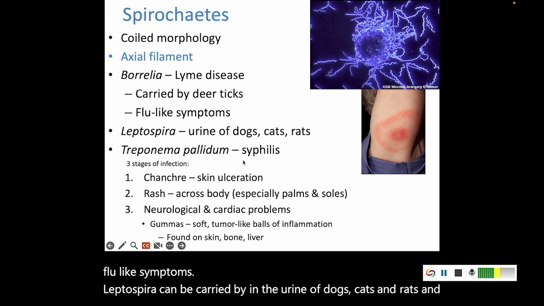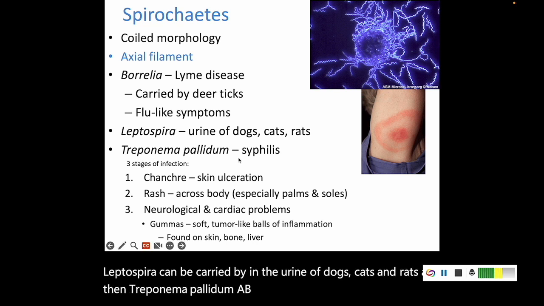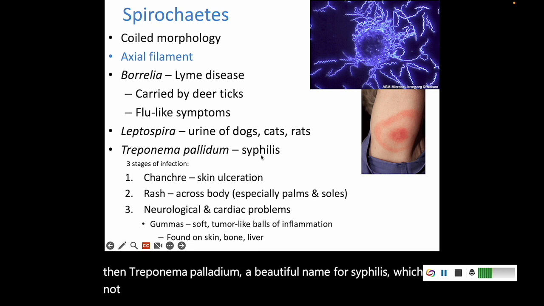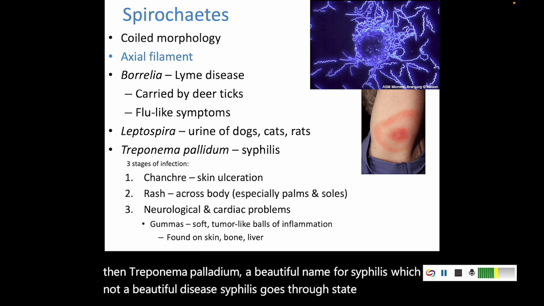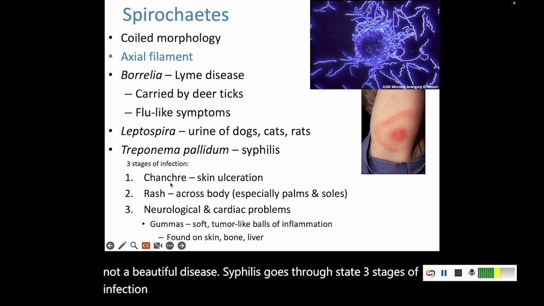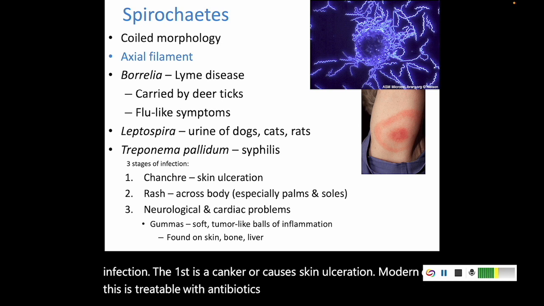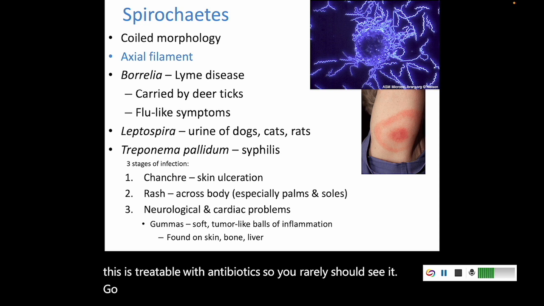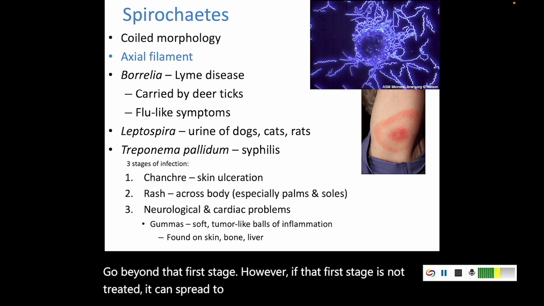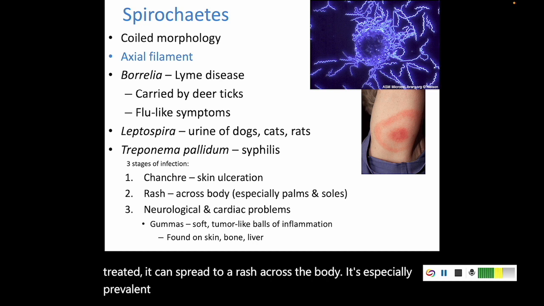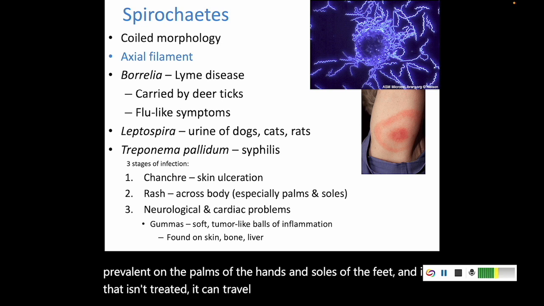And then Treponema pallidum, a beautiful name for syphilis, which is not a beautiful disease. So syphilis goes through 3 stages of infection. The first is a canker, or it causes skin ulceration. Modern day, this is treatable with antibiotics, so you rarely should see it go beyond that first stage. However, if that first stage is not treated, it can spread to a rash across the body. It's especially prevalent on the palms of the hands and soles of the feet. And if that isn't treated, it can progress on to become neurological and cardiac problems.